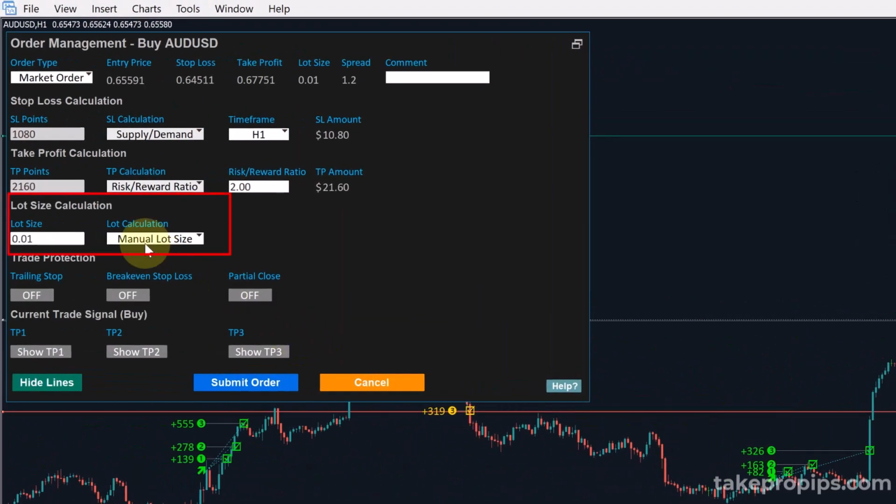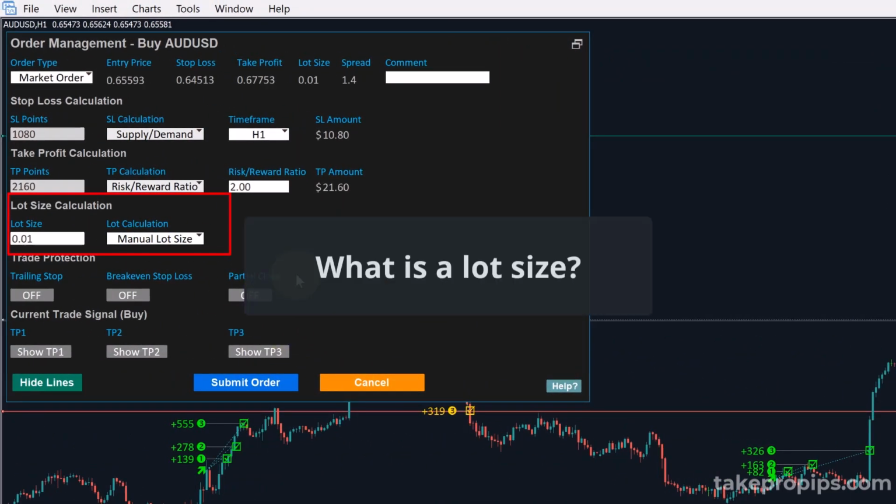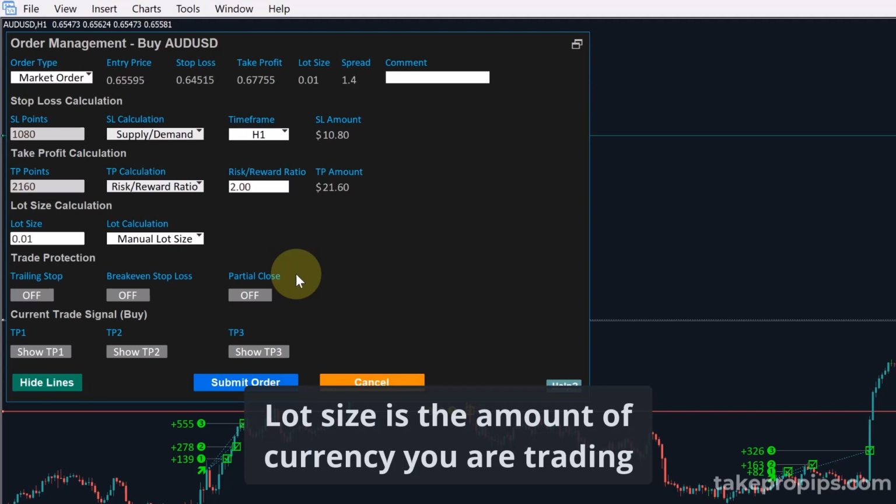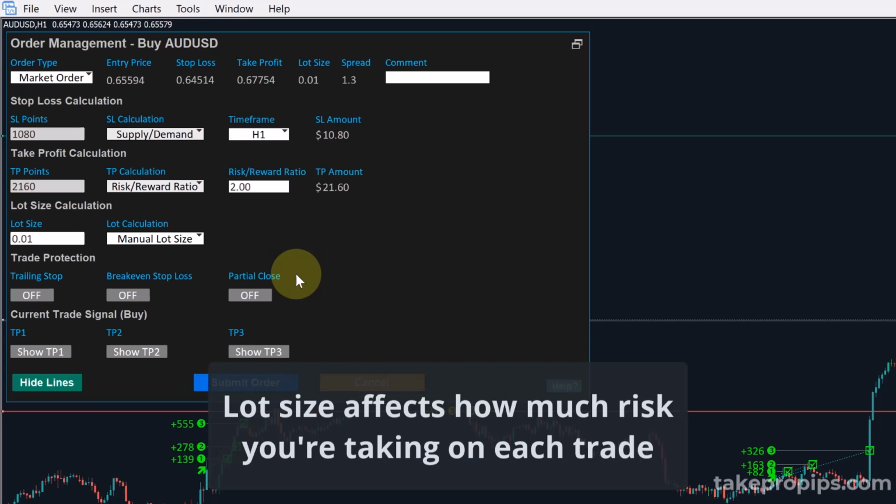Next is the lot size calculation. First up, what exactly is a lot size in Forex trading? Think of it as the amount of currency you're trading. Getting this right is super important because it directly affects how much risk you're taking on with each trade.